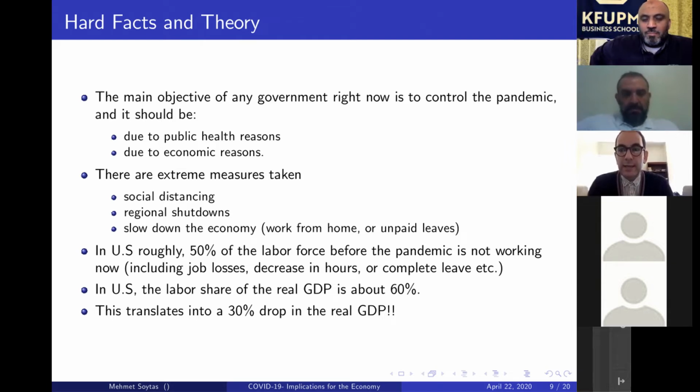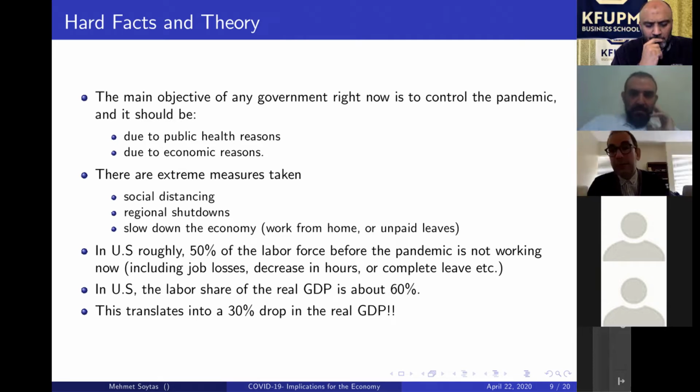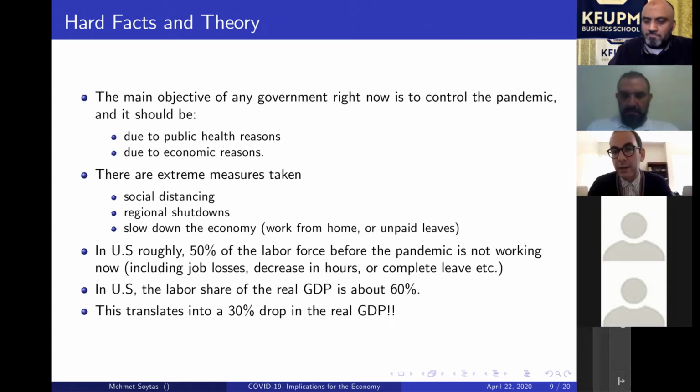So again, another number roughly for the US, there are different estimates, but the labor share of the GDP is roughly between 55 to 60%. So then again, a rough calculation tells us if this 60%, 50% of it is 30. So you can see the GDP from both the expenditure perspective as well, and also from income perspective. So that means 30% of GDP will drop just because people are sitting at home, not being a part of the economic activity.